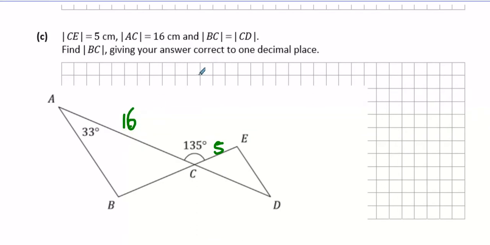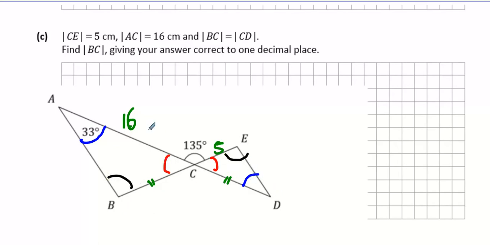And BC equals CD, so BC is the same size as CD. Find BC. Alright, here's the hard one. This is blue. We call this the blue angle, and it's the same as this one down here. Call this one the red angle, they're about the same as each other. And call this one the black angle because they're about the same as each other.